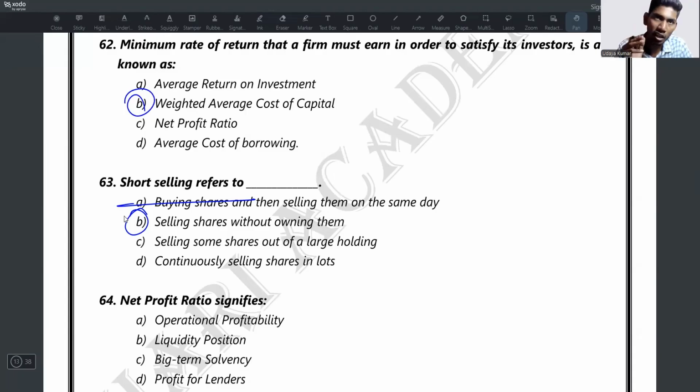If you want to discuss it in detail, short selling is a practice of selling shares that an investor does not currently own, typically by borrowing them, with the intention of buying them back later at a lower price. So the goal here is to make a profit from a declining stock price. After selling the borrowed shares, the investor plans to repurchase them at a lower price. That's short selling.